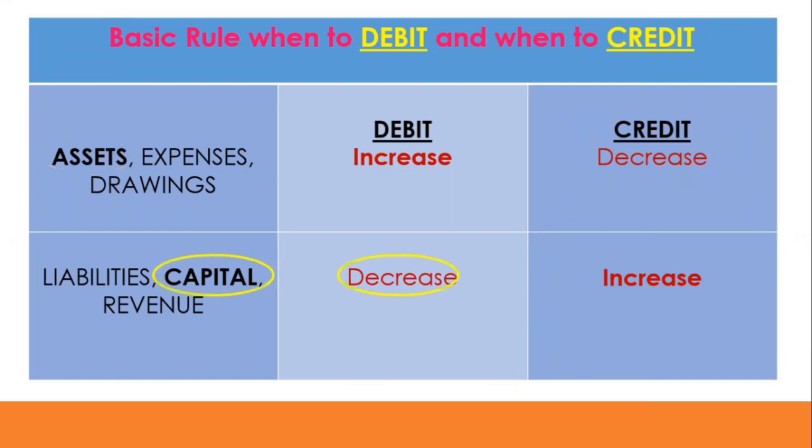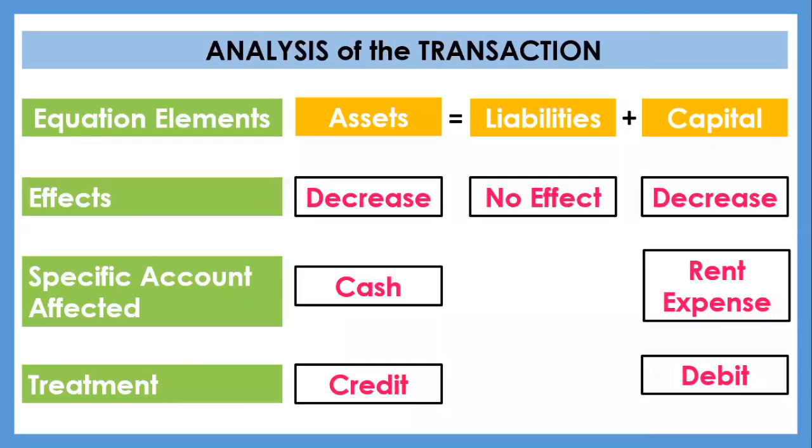Since cash is an asset, and since our asset will decrease, therefore, we will credit the account. On the other hand, since our rent expense is a capital, and since our capital will decrease, for this matter, we will debit the account. So this is how our finalized tabulation looks like. Our cash will be credited and our rent expense will be debited.